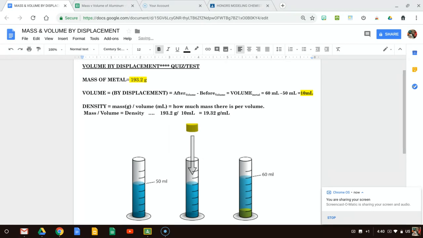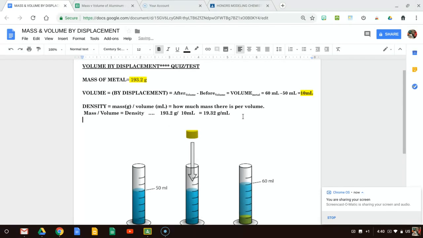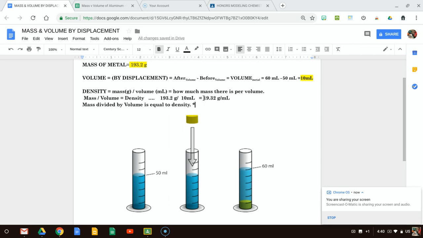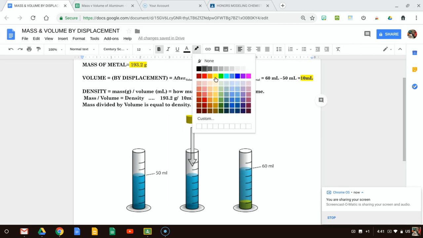And that is how you can do a quick rough solve for the density of an object. If I take its mass and divide it by its volume, right? So I can make a note, mass divided by volume is equal to density. And you may want to make a note of this in your notebook somewhere, because you will be responsible for understanding this on your test or future quiz. So then now I have the density, which is 19.32 grams per milliliter.